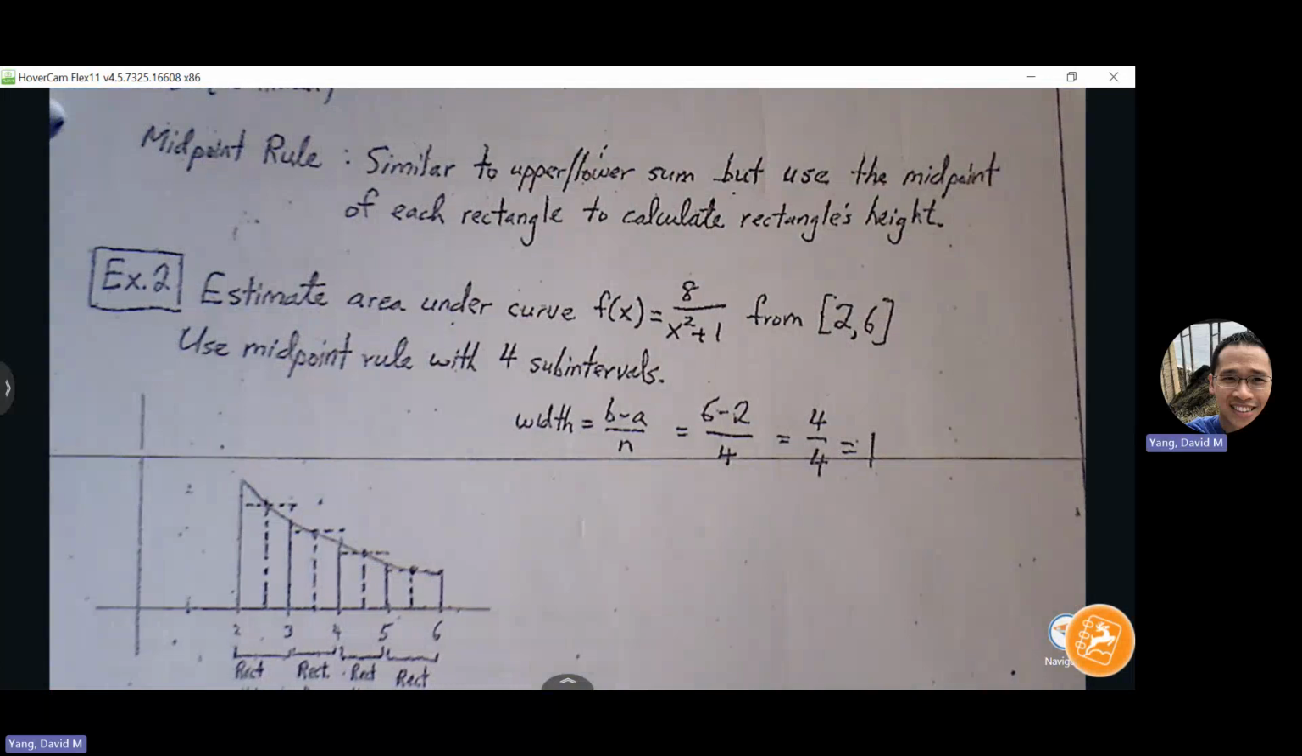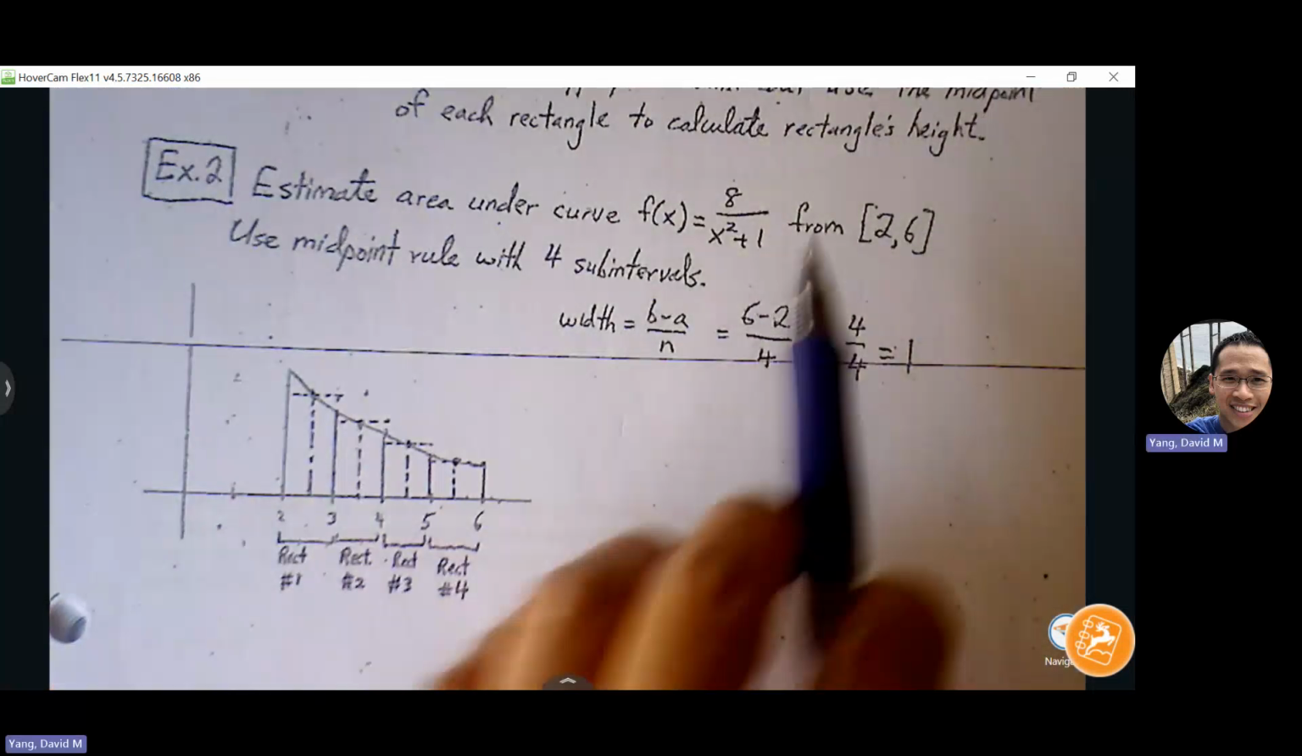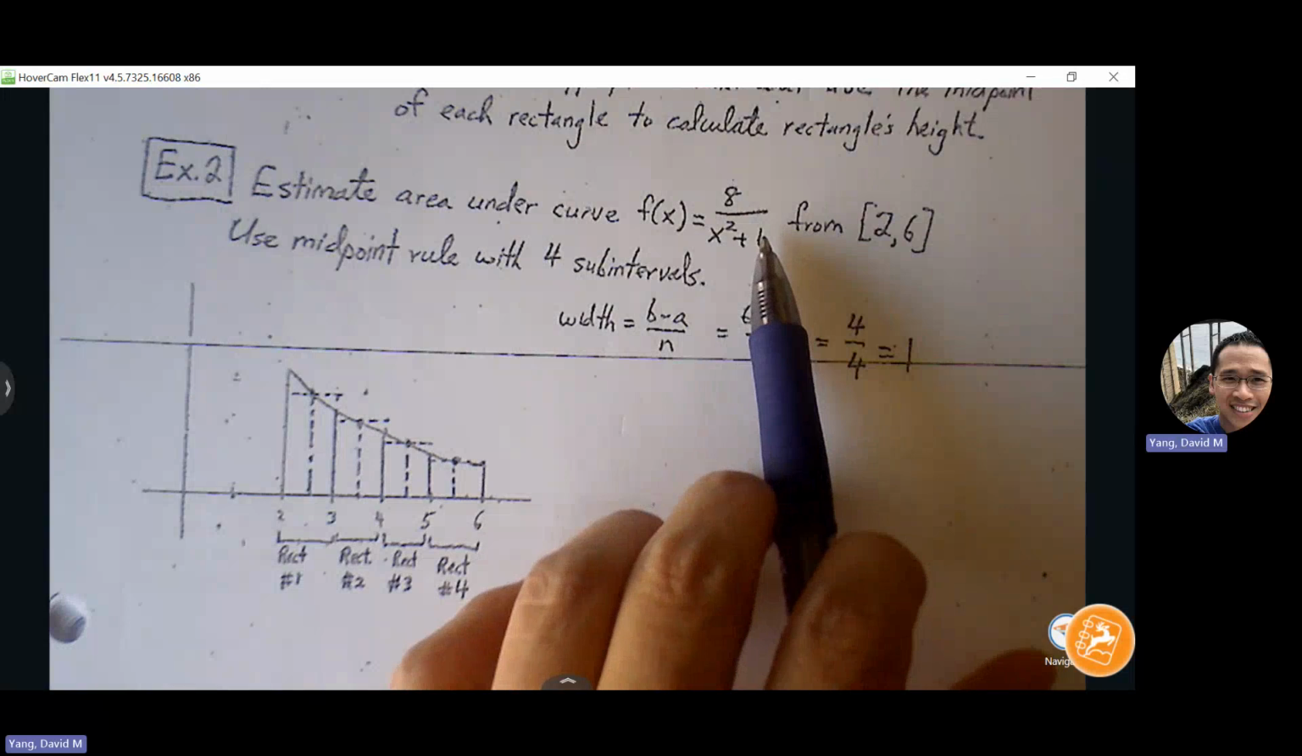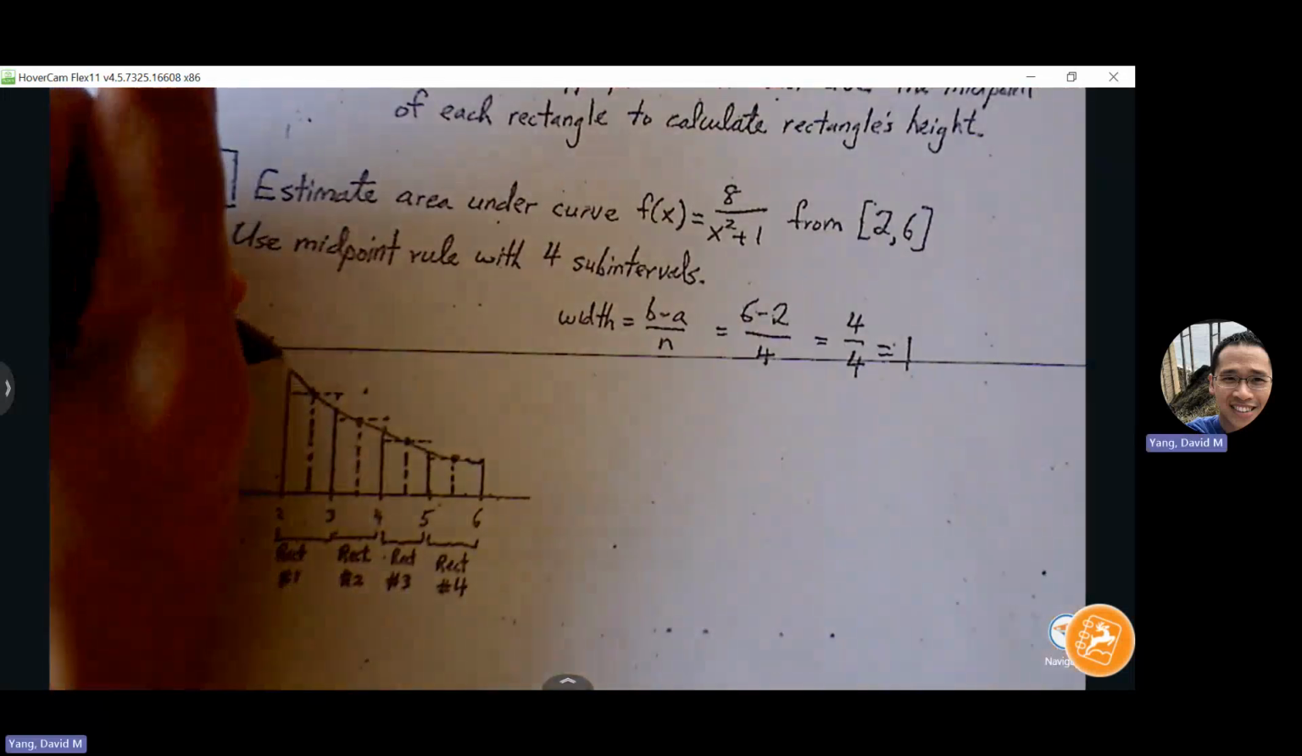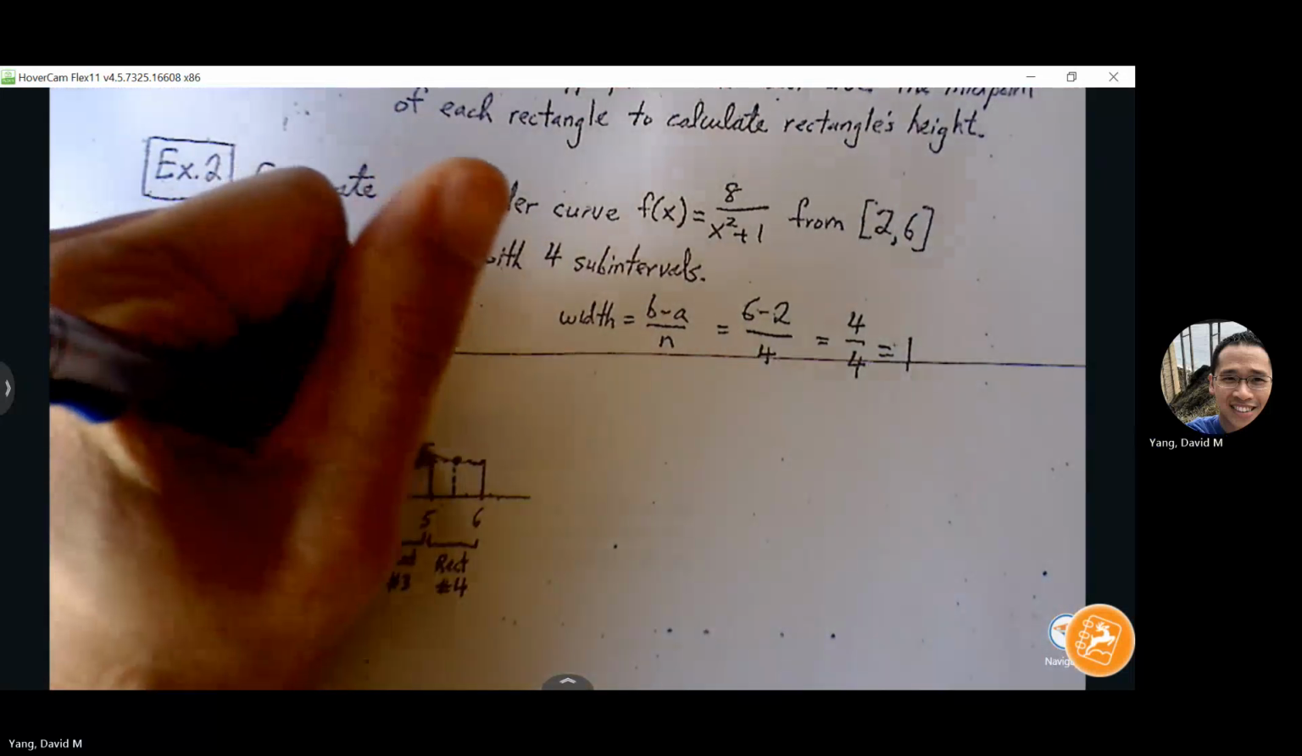Okay, so the midpoint rule is similar to the upper and lower sum in the sense that we're still using rectangles, but we're going to use the midpoint of each rectangle to calculate or represent the rectangle's height. So let's say we had a curve 8 over x squared plus 1. That's represented by this curve here.